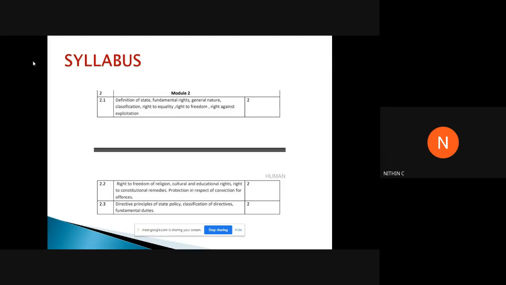Then the directive principles of state policy, classification of directives, fundamental duties. So both fundamental rights and fundamental duties will be discussed in the second module. ആകത്തുക എന്ന് പറയുന്നത് ഇതായിരിക്കും. We'll be discussing the fundamental rights and fundamental duties. Also the protection in respect of conviction for offenses.